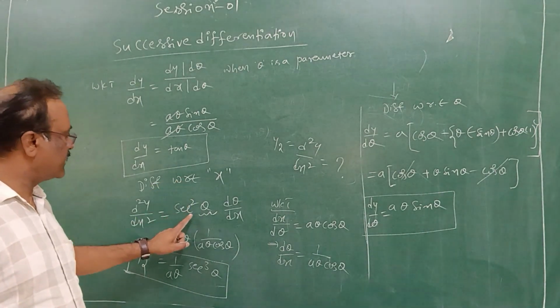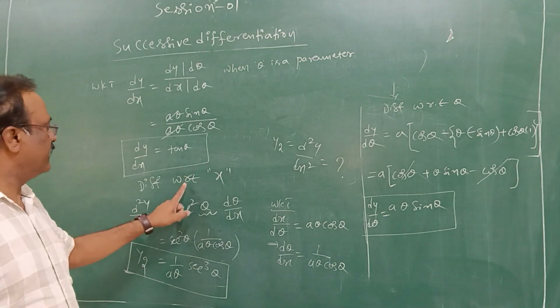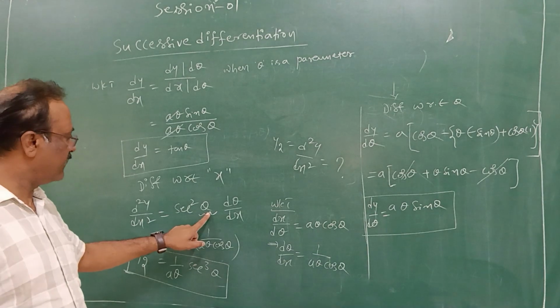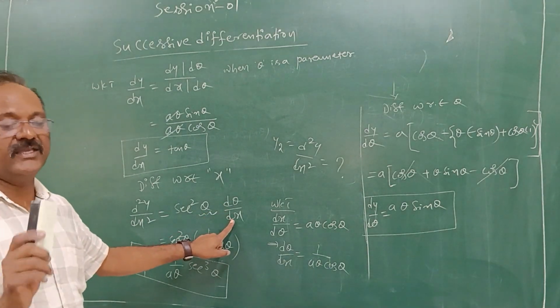Please take care here. Differentiate with respect to x. Tan differentiation is secant square theta, and theta differentiation is d theta by dx.